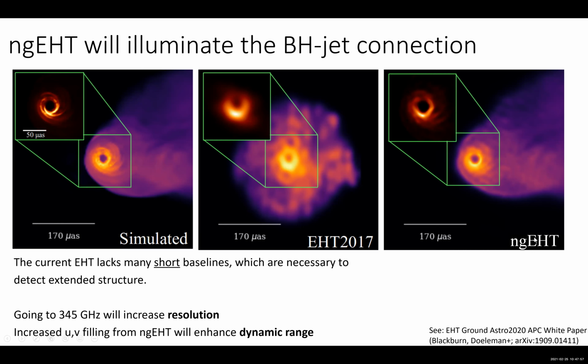With the ngEHT, with the increased dynamic range, one thing we hope to be able to do is to observe this jet and to connect its evolution with the evolution of the accretion flow around the black hole. So two features of the ngEHT are going to be really nice. Going to 345 gigahertz will increase the resolution of these images, and the increased UV filling will enhance the dynamic range and allow us to produce these nice jet images.